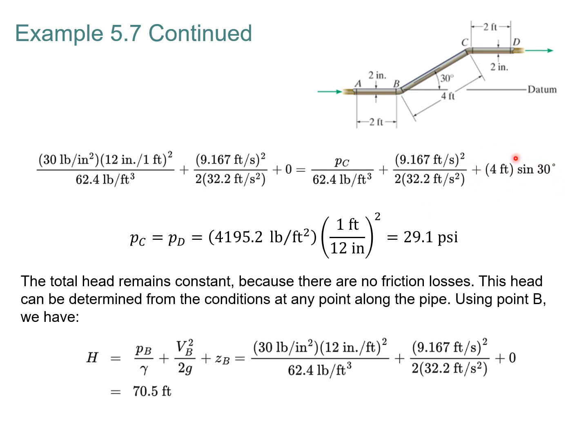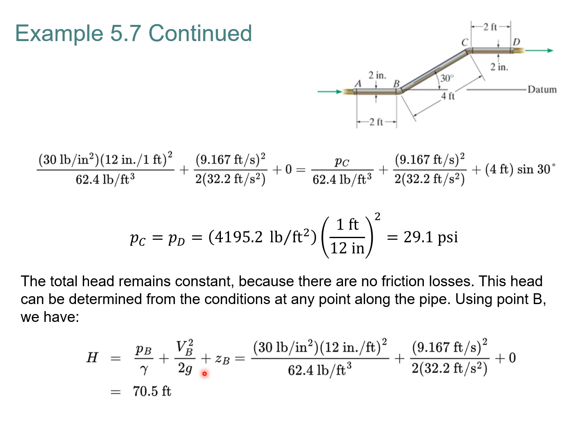Notice here also that you have to be careful with this Z term at C, because you have to calculate what the horizontal distance is. So it's 4 feet this way, so 4 feet times the sine of 30 is going to tell you the height from the reference level to C. So if you plug those terms in, you get 29.1 psi to be the pressure at C, which is also going to be the pressure at D, because again, the continuity equation.